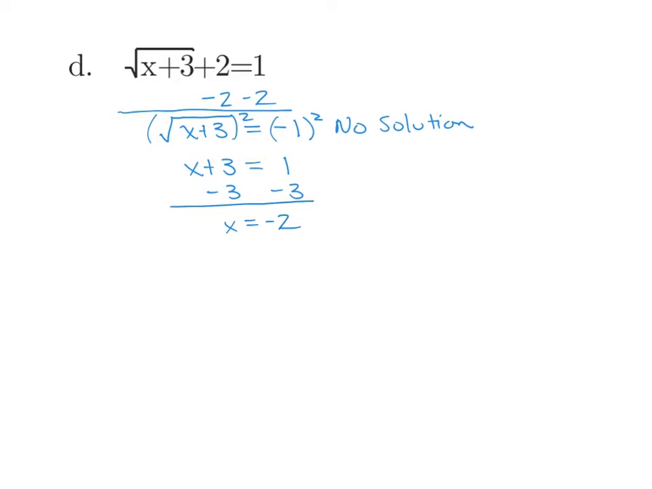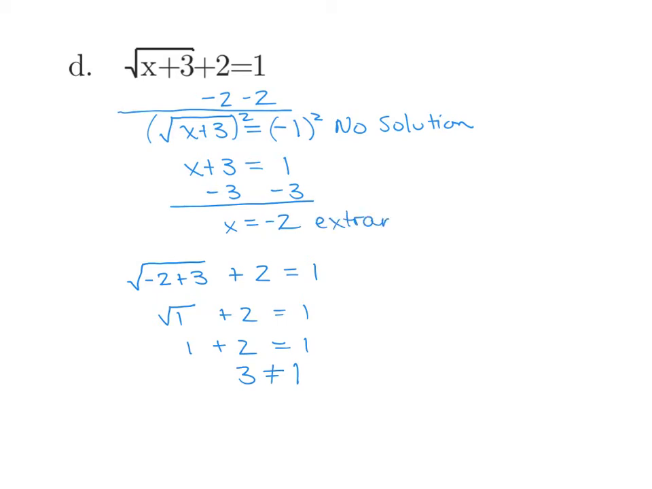So if we check our solution, we get the square root of -2 plus 3, plus 2 equals 1. -2 plus 3 is 1. The square root of 1 is 1. And 1 plus 2 is equal to 3, not 1. So -2 is extraneous. Our answer is no solution.